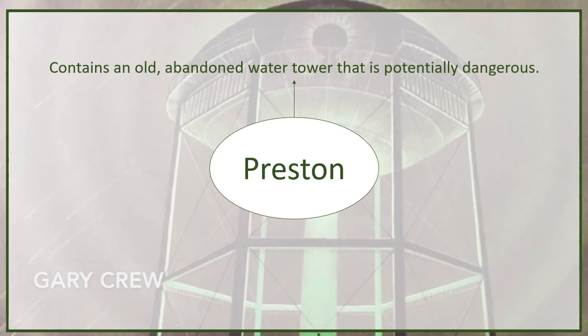So the first thing that I think of is that it contains an old abandoned water tower that's potentially dangerous. The whole theme of the book is about this water tower, so that's where I'm going to start. Now, what I then need to do is think of, how did I come to this perception? How did I decide that it does contain an old abandoned water tower? And these words and phrases are what led me to that conclusion.